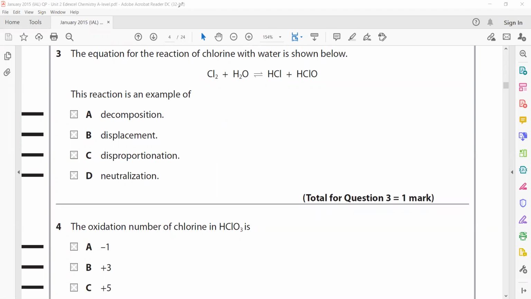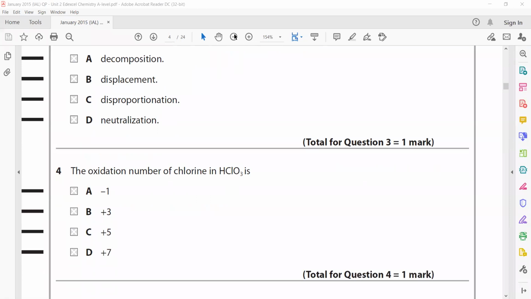The oxidation number of chlorine in HClO3. So what will be the oxidation number? Because the overall compound does not have any charge, each oxygen is -2, so 3 oxygens will be -6. Hydrogen is +1, so chlorine should be +5. C will be the right answer.